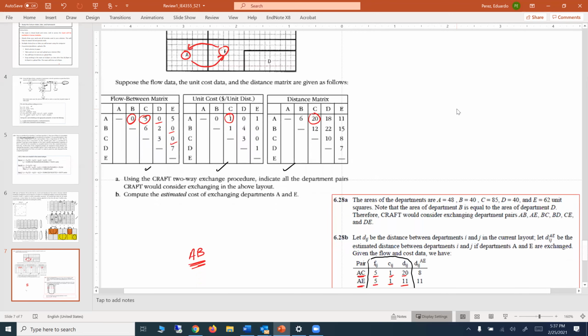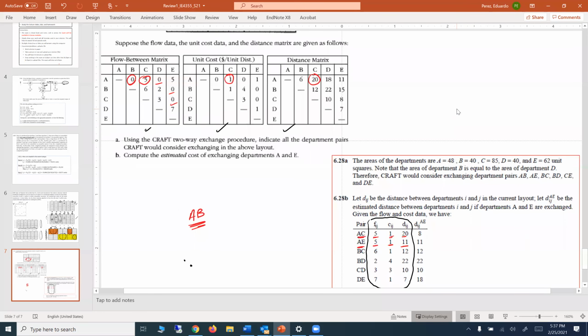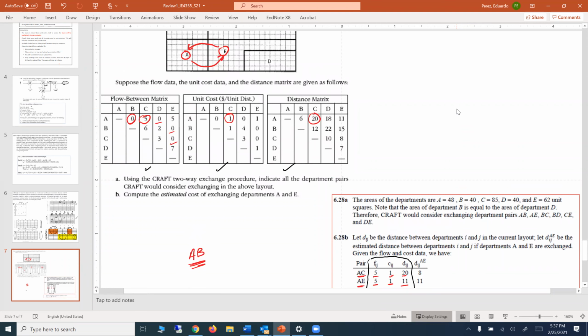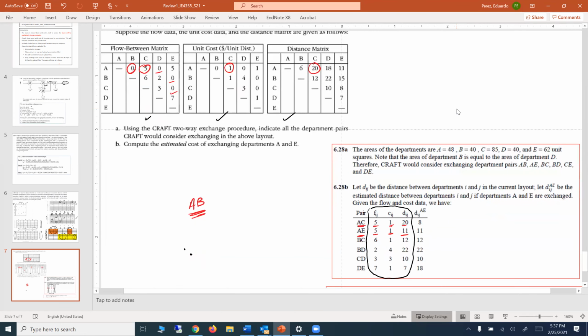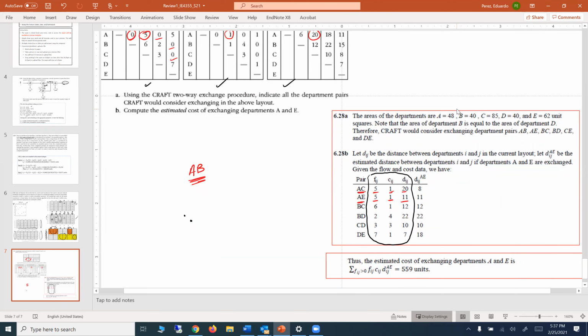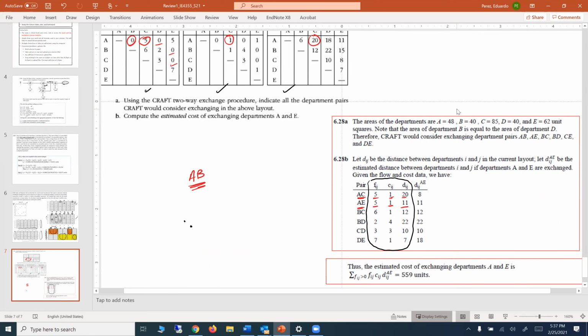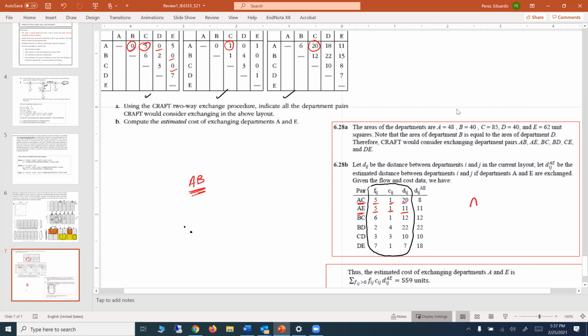So the algorithm, basically what it does is it assumes that if A is moved to the location of E, A is going to preserve the same centroid as E, and E is going to preserve the same centroid as A. So when you swap them, the centroids are not going to change. The only thing that's going to change is the name of the departments, even though they have different shapes and possibly different areas. Under that assumption, the reason we made that assumption is because it makes things easier for us to analyze. So essentially, A is going to replace E and E is going to replace A.